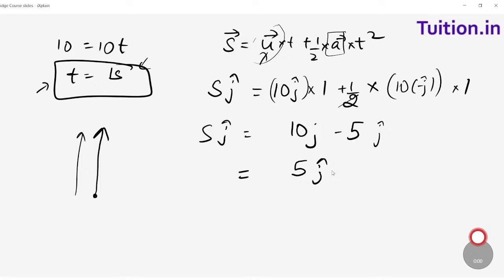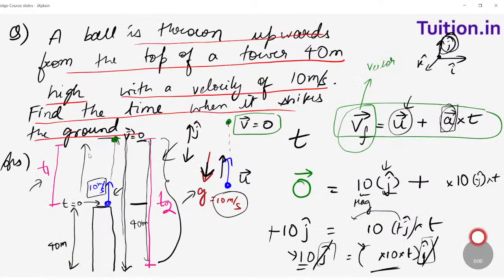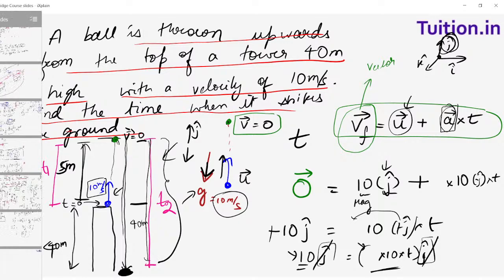So S equal to ut plus half at square: 10 into 1 plus half into 10 into t square. Okay, 5. That's all. Now, 4. So this is 5 meter. What is this 5 meter? 5 meter is the length of this, how much it has gone up. So if you look, its total height from the ground is nothing but 40 meter plus 5 meter, which means the object is 45 meters high.